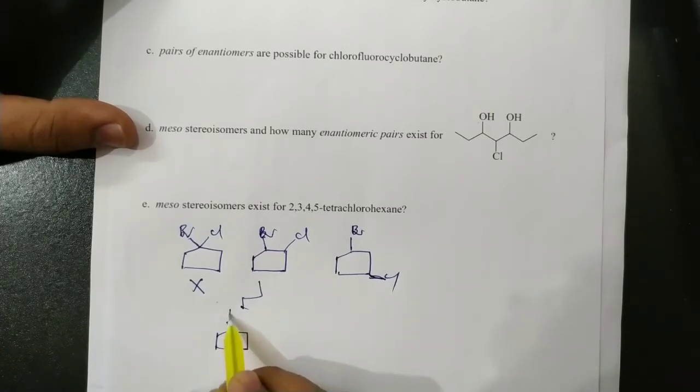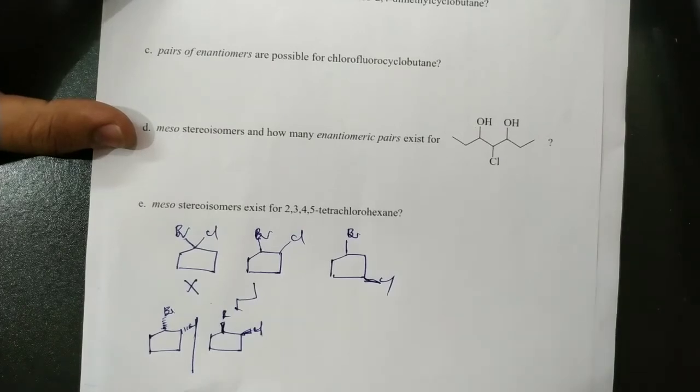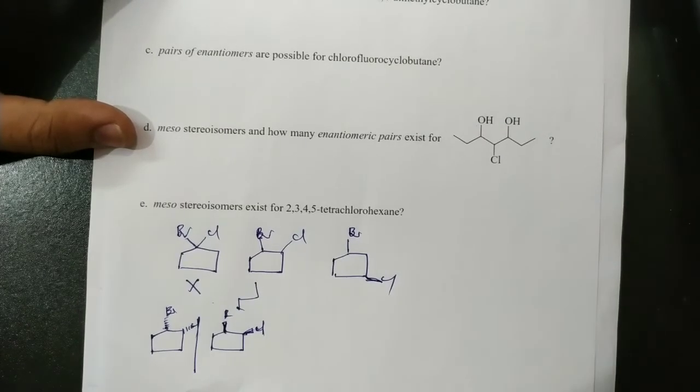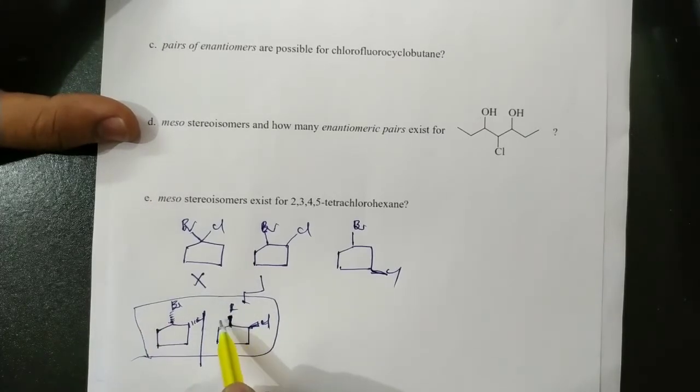So here bromine above the plane and here chlorine above the plane. Okay, so actually here this compound has two chiral carbons and no plane of symmetry. So here this one exists in an enantiomeric form. That means here this bromine below the plane and this chlorine also below the plane. Okay, these two are the mirror images actually. Now here it is one enantiomeric pair. Okay, so the cis isomer exists in one enantiomeric pair.